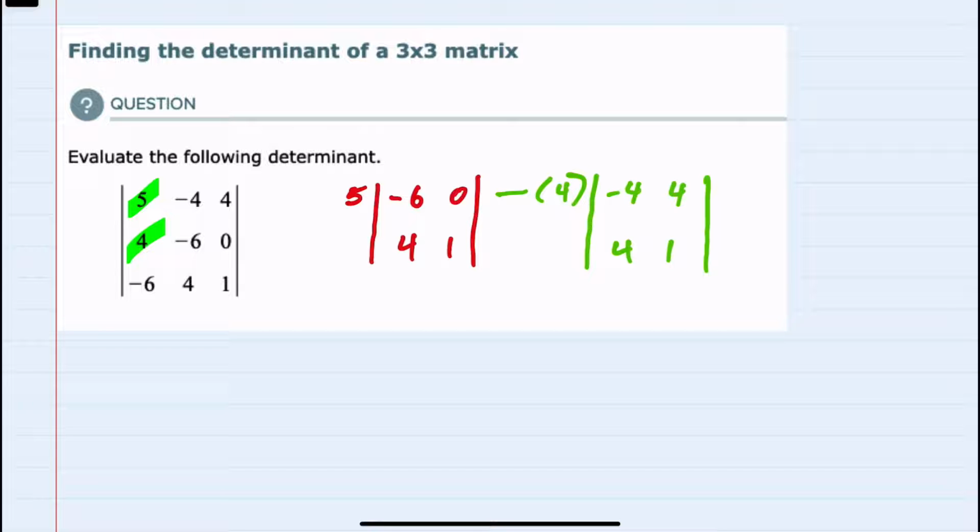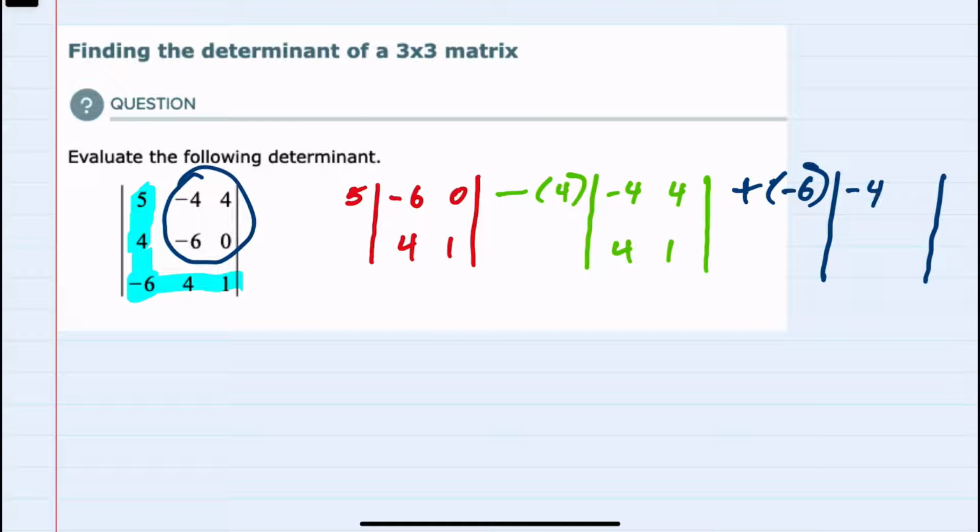I've rotated signs between positive and negative, so now I would go back to a positive, and I'm using the next element in that column. Here it's a -6, and I've got one more determinant, and it's the determinant whenever I block out the row and column for the -6. Here I'm left with -4, 4, and -6, 0.